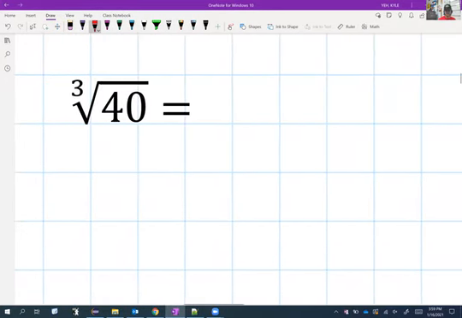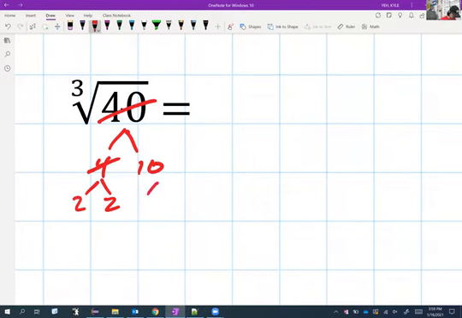Now, based on some of those words I emphasized, you might have an inkling of what's coming next. How do I simplify the cube root of 40? Well, we're going to do the exact same starting point. 40 is 4 times 10. 4 is 2 times 2. Those are both prime. 10 is 2 times 5. Those are both prime. So we found those prime factors.